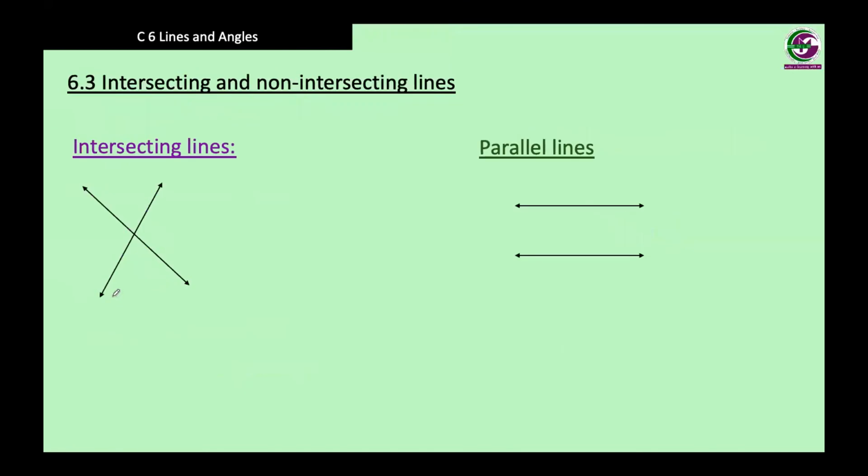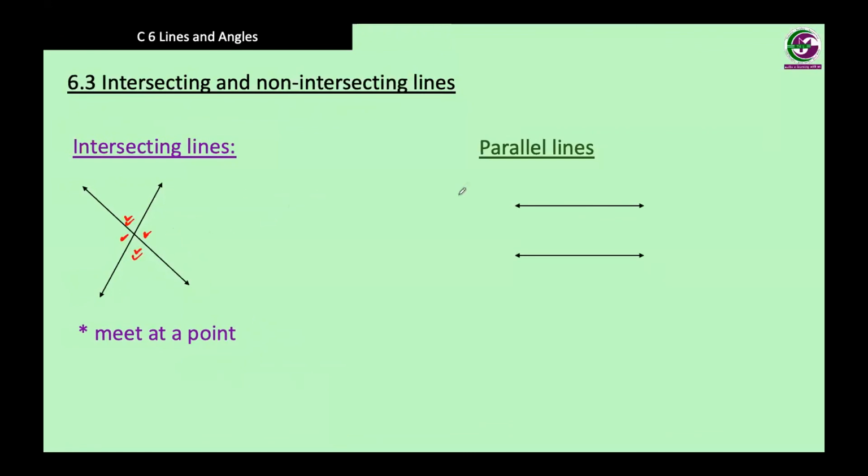Now let us see intersecting lines. Intersecting lines, as the word says, will pass through a point. So they will have a common meeting point, and they will form angles. As we studied vertically opposite angles, we can say that the left side angle is equal to the right side angle, or the upper angle is equal to the lower angle.